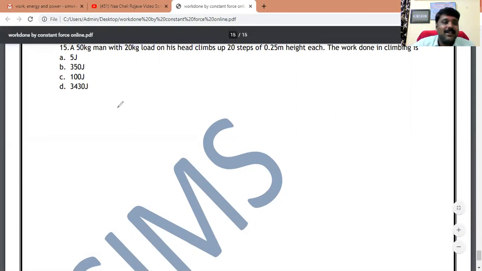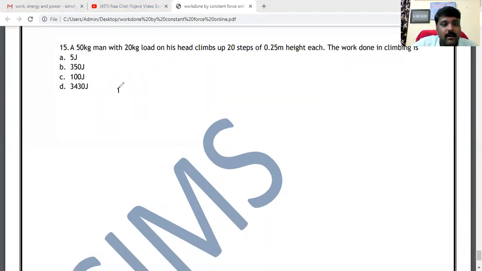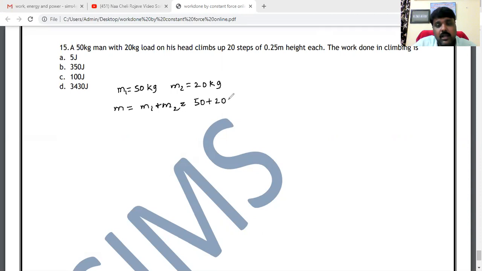Here the question is a 50 kg man. M1 equals 50 kg. With load, the load is also there, 20 kg, m2. Now total mass is m1 plus m2, that equals 50 plus 20, which equals 70 kg. Now, what is it doing?